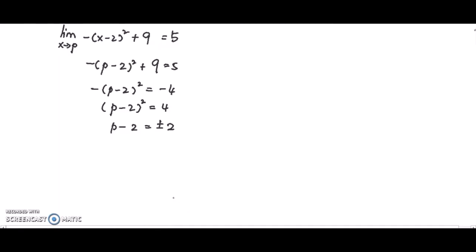Then you actually get two sets of answers. The first set is p minus 2 equals 2, and the other set is p minus 2 equals negative 2. Now, solve this. You have p equals 4, and the other one is 0. So you actually got two answers.